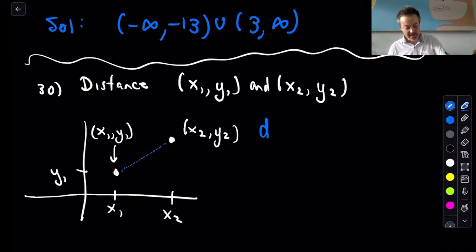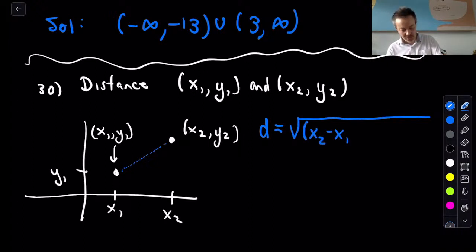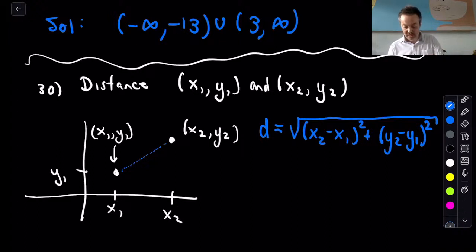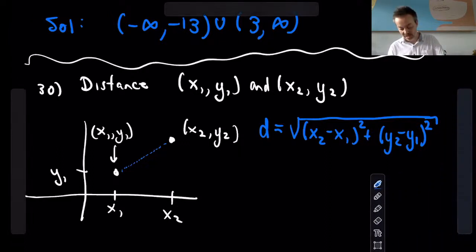And to compute the distance between those 2 points, we take the square root of the difference between the x coordinates, and we square it. And then we take the difference between the y coordinates, we square those, we add those 2 values together, and then we just take the square root of that.